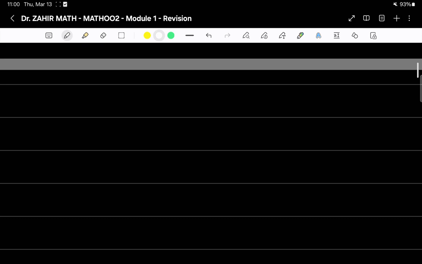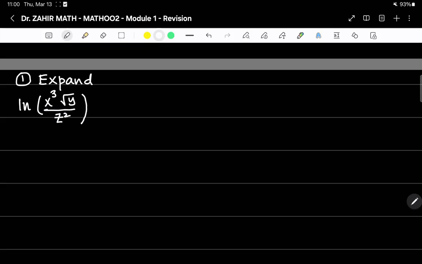Okay, good. Yes, first question I'm going to start is expand. What do you mean by expand? Make it big. So 3 questions I'm going to do for each exercise. Each question number: ln of x cube, square root of y divided by z power 2. This is the first question.